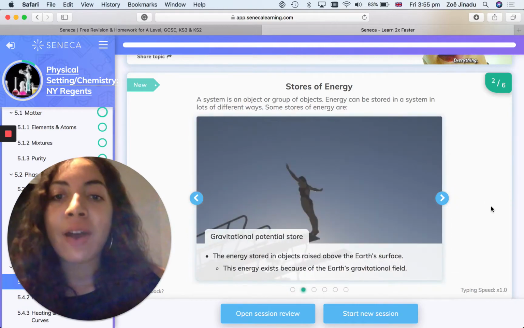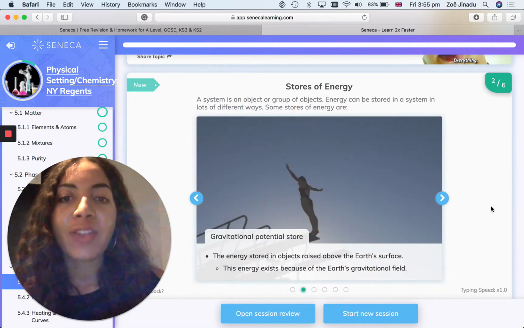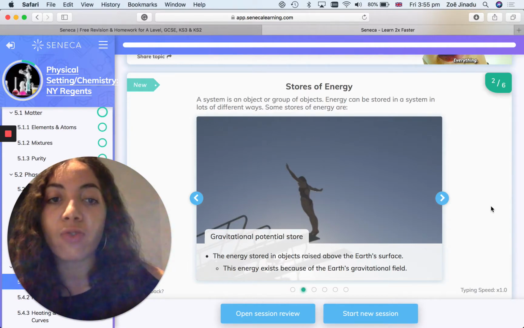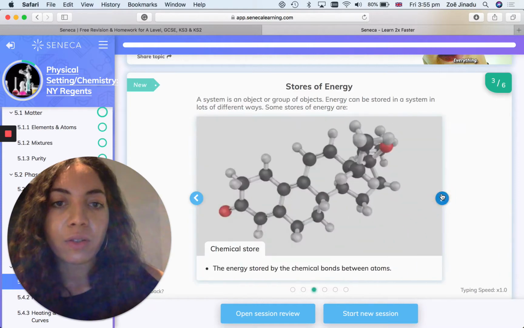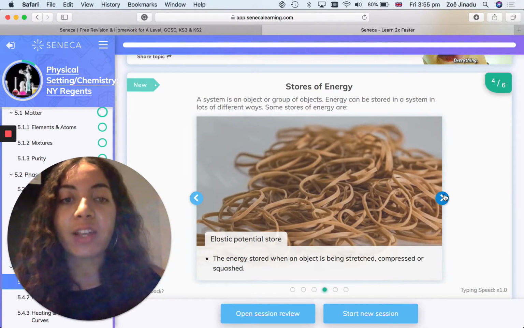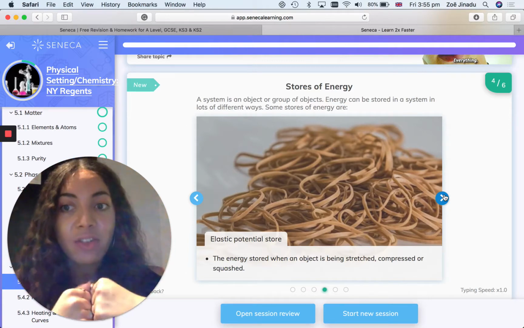Next, gravitational potential store, the energy stored in objects raised above the Earth's surface. This energy exists because of the Earth's gravitational field. Chemical store, the energy stored by the chemical bonds between atoms. Elastic potential store, the energy stored when an object is being stretched, compressed, or squashed.